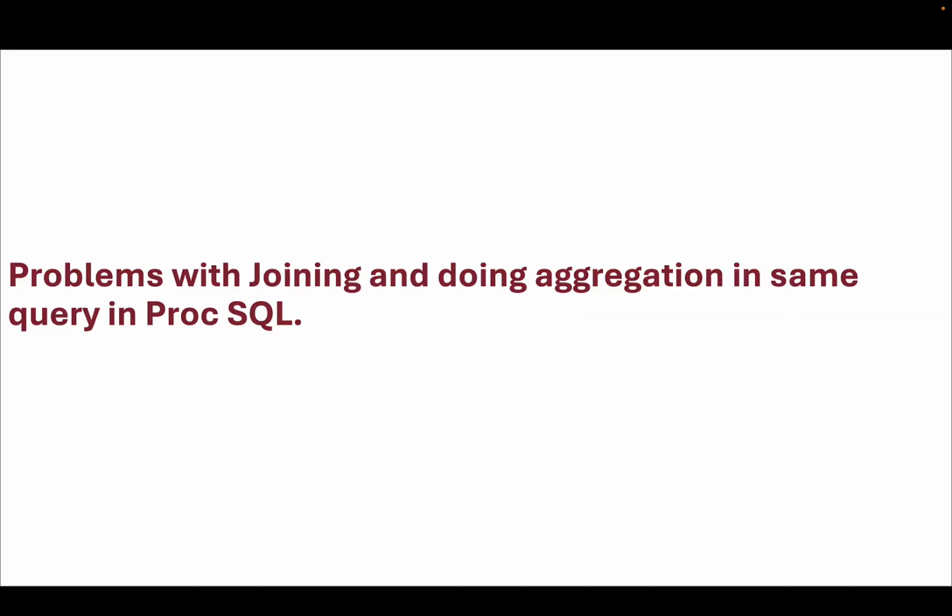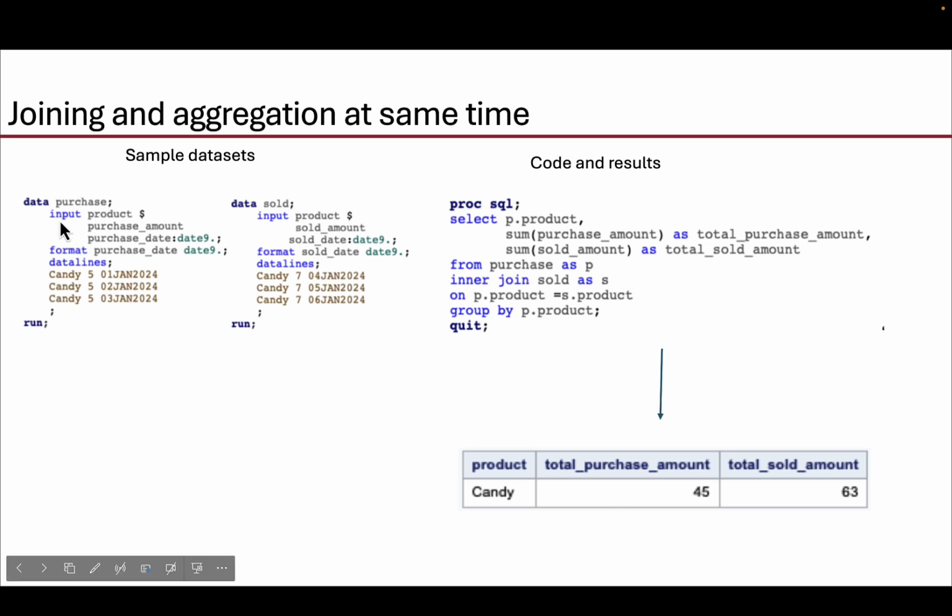Now let us move on to the next topic, which is problems with joining and doing aggregation in the same query in PROC SQL. Before going into this topic, let us quickly look into some sample data and try to understand this topic much better. Here I have two sample data sets. The first data set is known as purchase, and it has three variables: product, purchase_amount, and purchase_date. The second data set also has product as a variable, and it has sold_amount and sold_date as the other two variables. Now let us have a closer look at the data in both data sets.